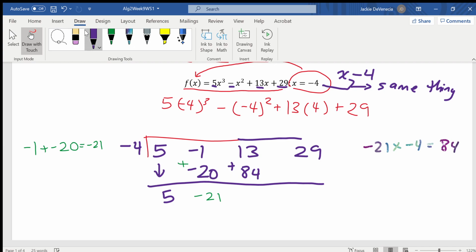And remember, on these over here, we're not going to be subtracting, we're adding. And then we have a 97. Right? So we did 13 plus 84. That gave us a 97. And the whole process is going to restart again. So I'm going to take -4 and I'm going to multiply it by 97.